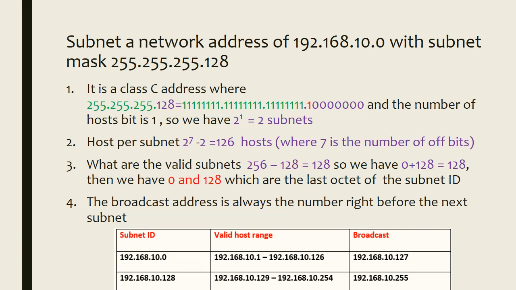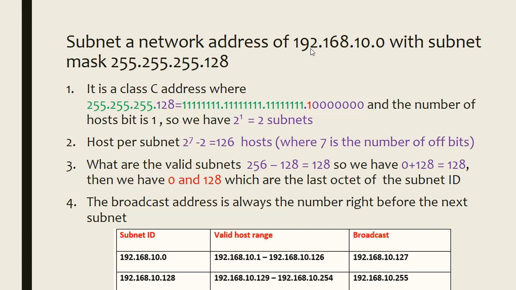Now let's start with class C. Looking here, I have a class C network because of what? It starts with 192. I've already told you in the last tutorial that if you want to distinguish a class C network, it starts from 192 to 223. Here I'm seeing the IP address starting with 192, so it shows that this is a class C network. Since it is a class C network, my subnet mask is 255.255.255.128.